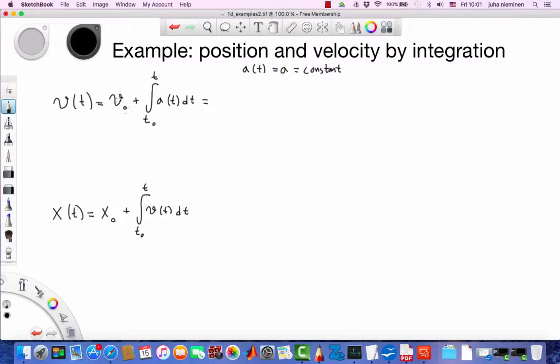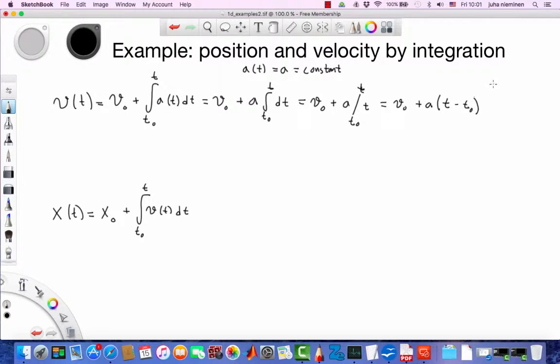So v0 is just the initial velocity, and now that the acceleration, a, is constant, we can take it outside the integral, because we are integrating over time. So we have simply a that doesn't depend on time, integral from t0 to t, dt. Now it simply becomes substitution into t, and t minus t0, like this.